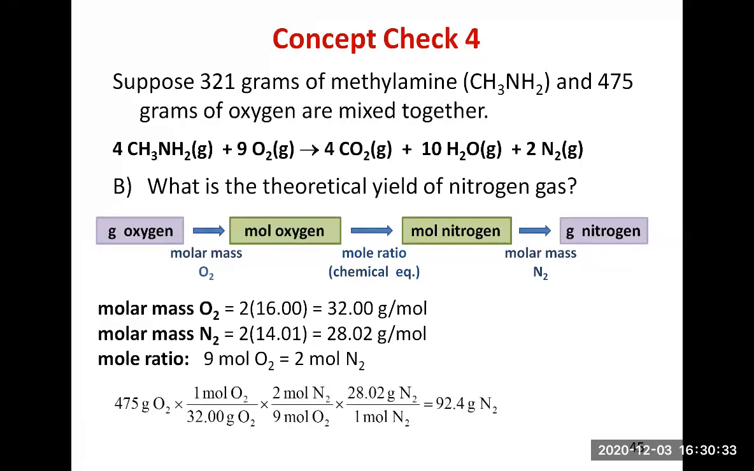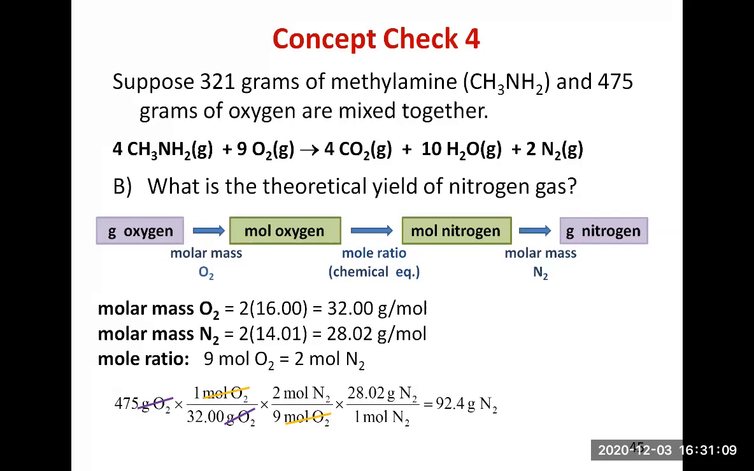So the 475 grams of oxygen, multiplied by the first conversion factor, that is the molar mass of oxygen, written such that the grams are on the bottom and the mole is on top, because this way we can cancel the grams of oxygen. The next conversion factor should change the moles of oxygen to moles of nitrogen. And we will have the moles of oxygen on the bottom and the moles of nitrogen on top, because this way we can cancel moles of oxygen units.